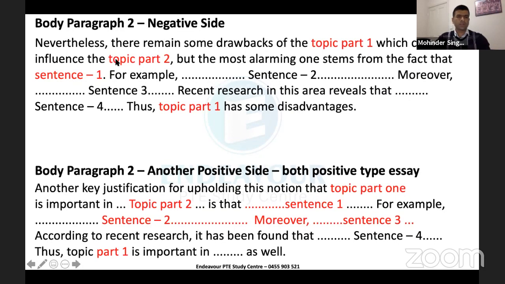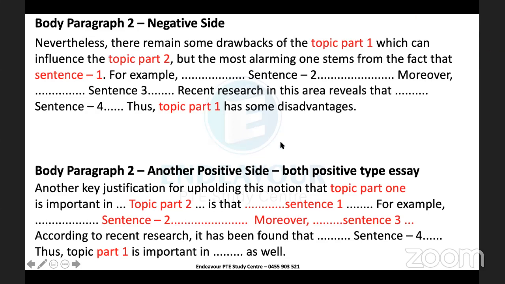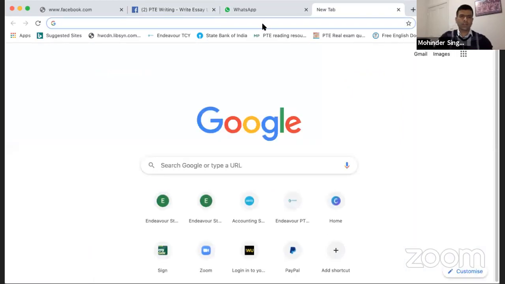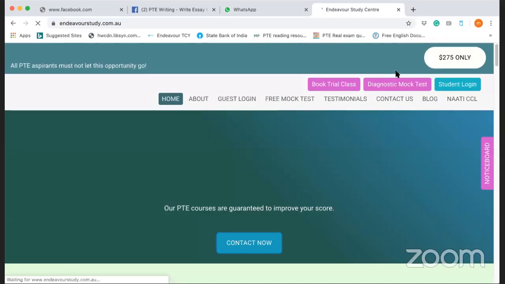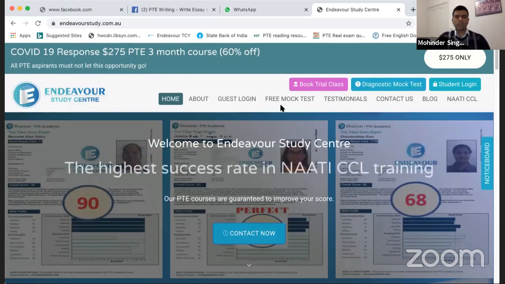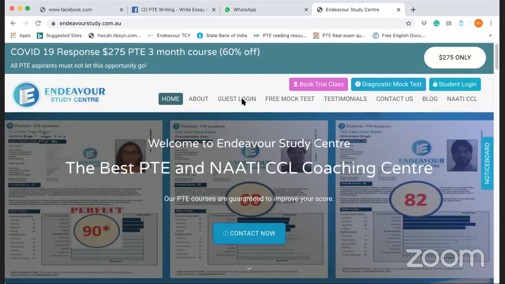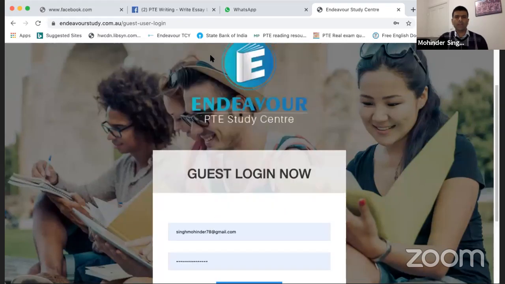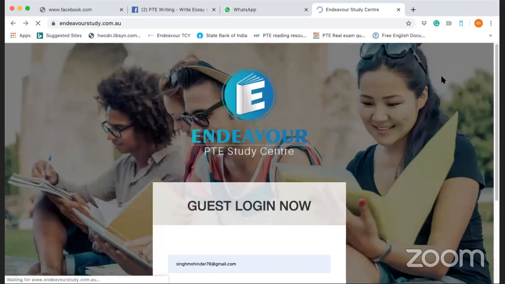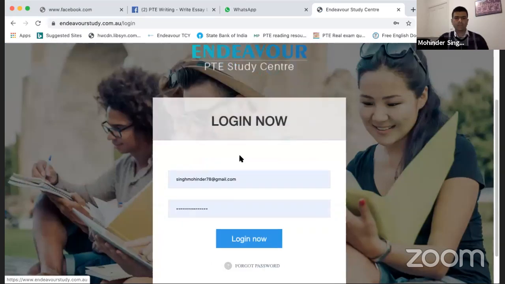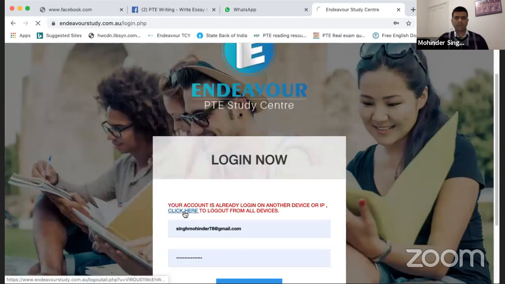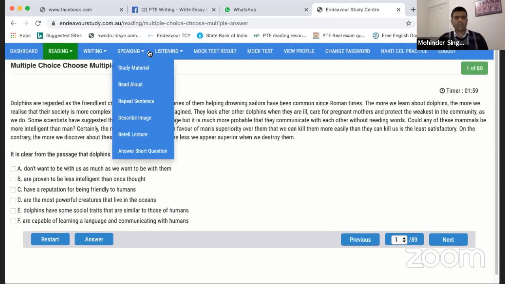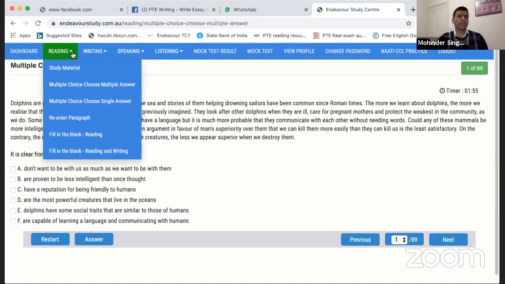So for example, you go here, then you go to endeavorstudy.com.au, and this is the website. From there you can go to guest login, and you fill in some of your details here. Create guest login account. Once you have an account, with that account you can log in. All our existing students go from this link and click here, and then inside of this you will go to PTE, and then in PTE you will go to, say, reading.